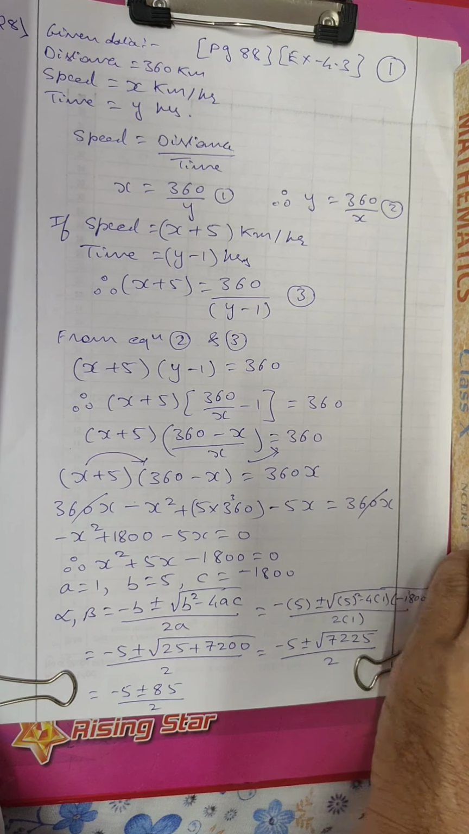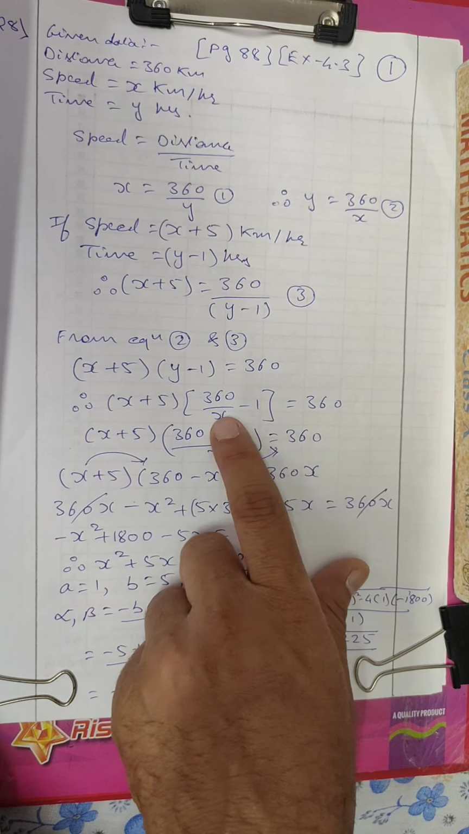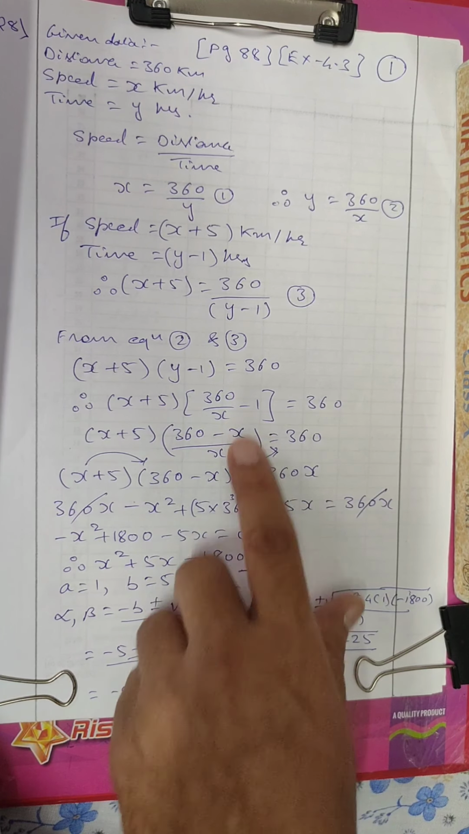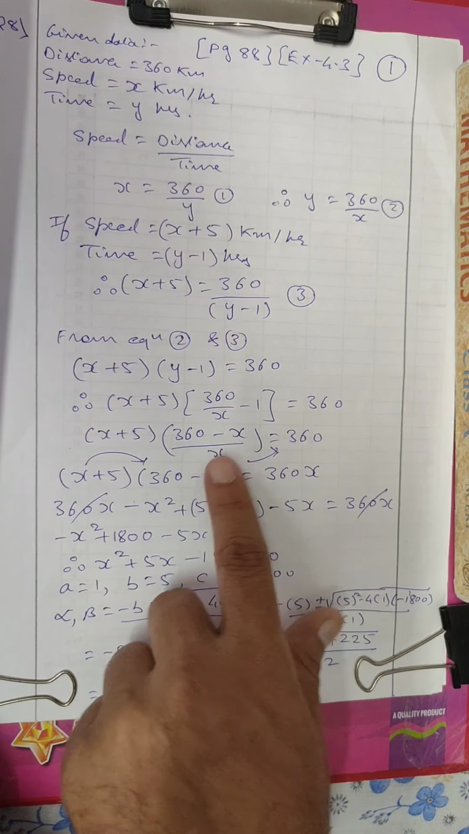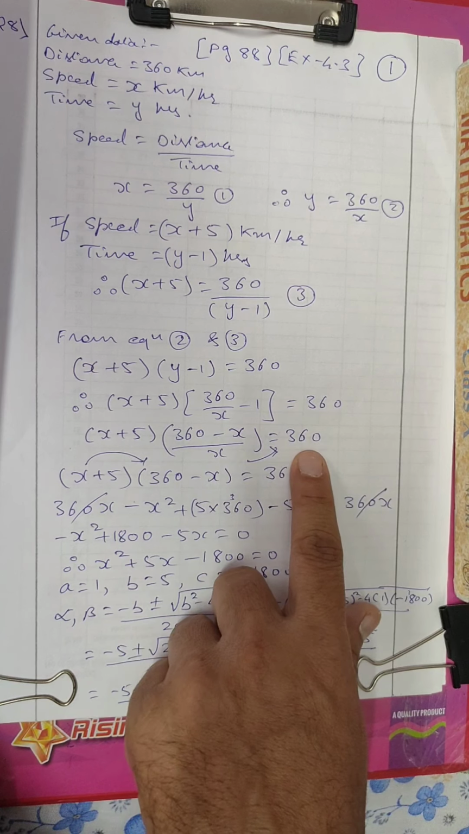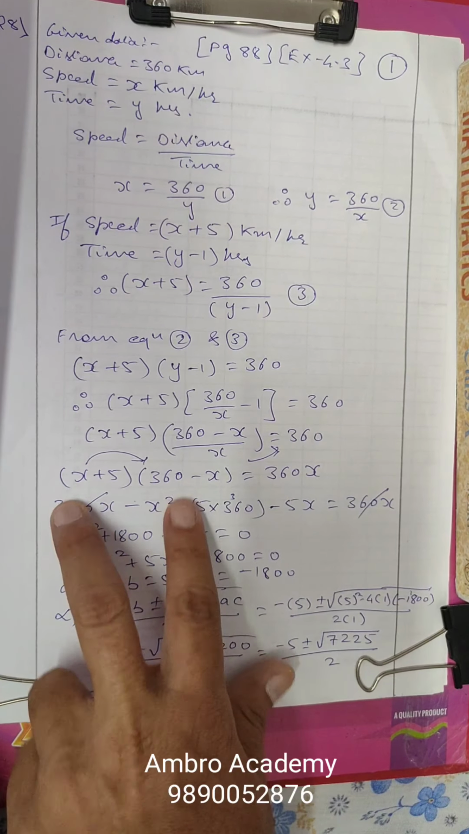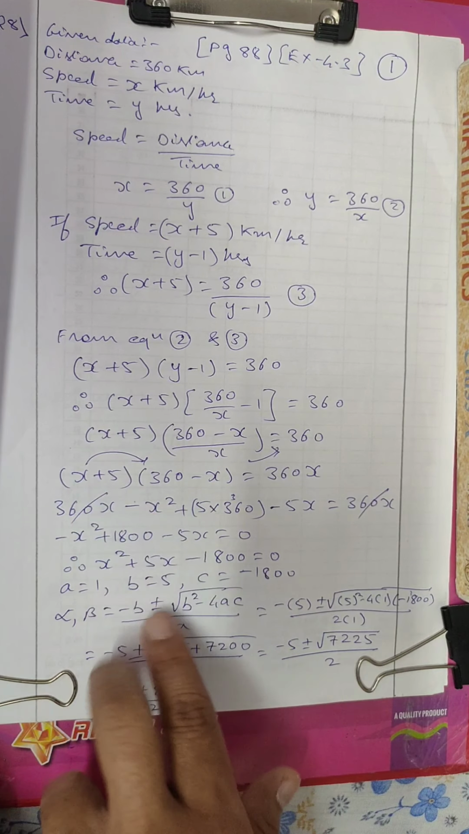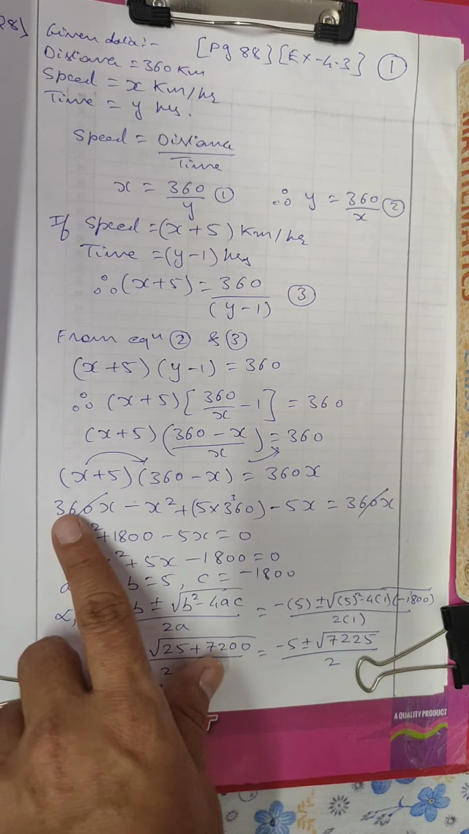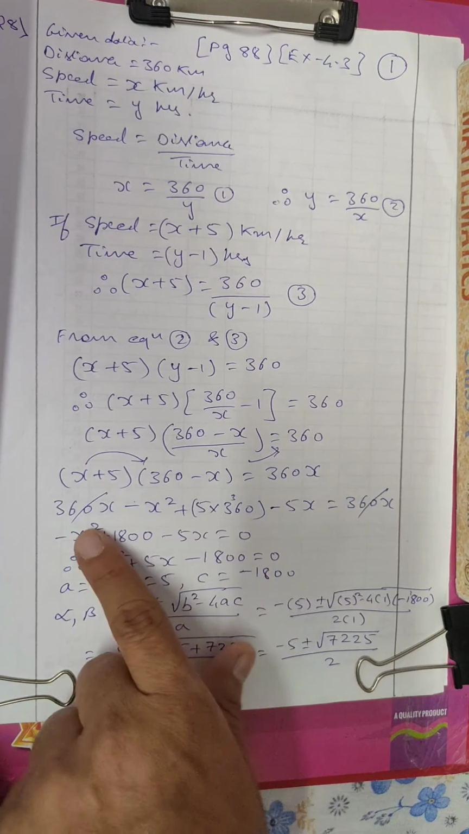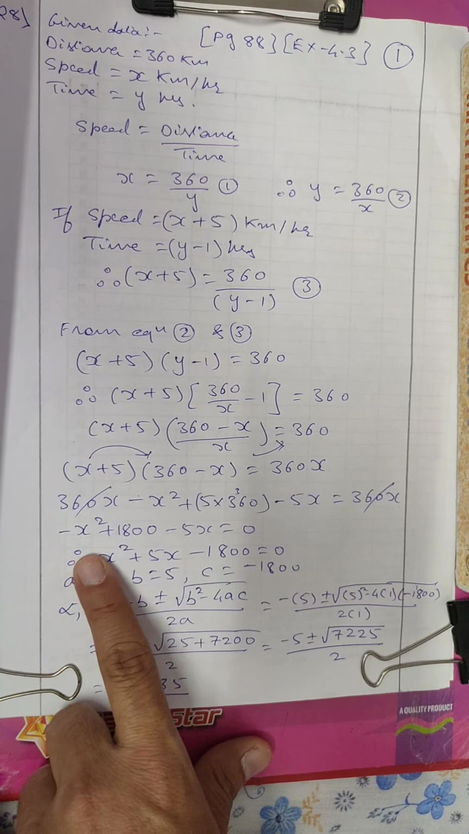And we write down the value of y. What is the value of y? 360 upon x. We need to cross multiply for the common denominator. So 360 minus x upon x, and in the next step we will move x to this side to 360. It becomes 360x. We open the bracket with x plus 5, and we get 360x on the right hand side and 360x on the left side. Both have the same plus value, so we cancel 360x and 360x.